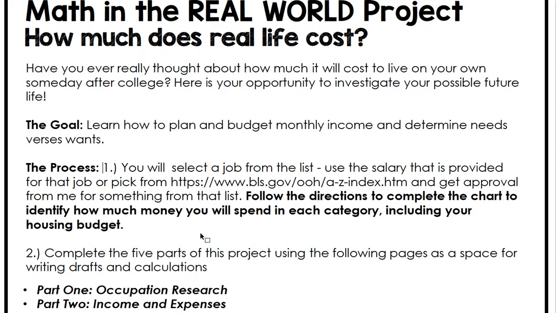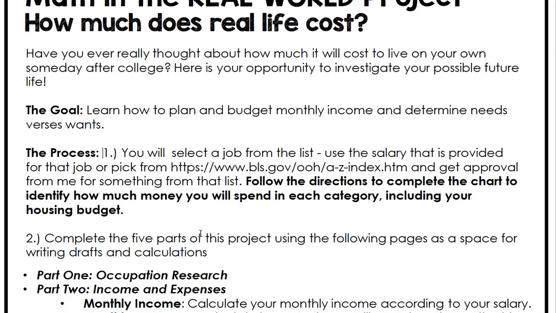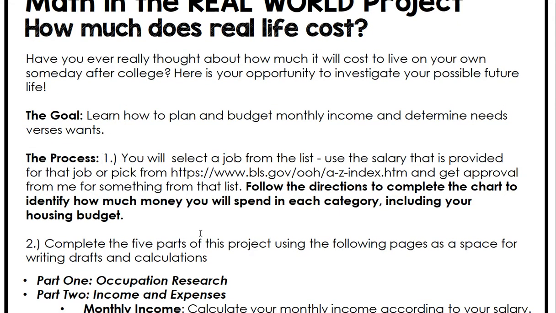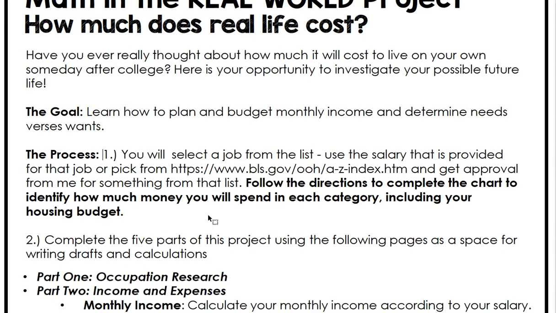Then what you're going to do is follow the directions and complete the chart on the following pages to identify how much money you're going to spend in each category, including a housing budget. So this is basically a more detailed version of the worksheet that we did in class the other day.